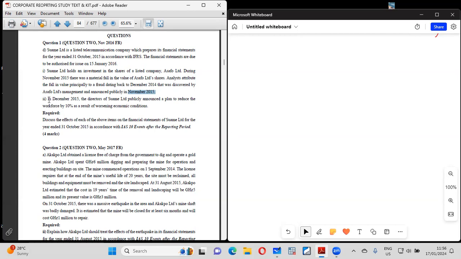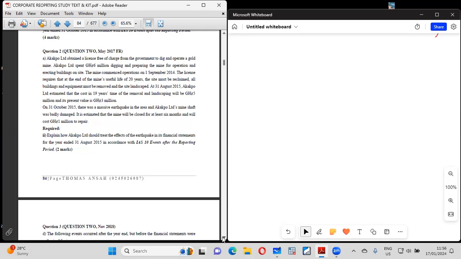The second one says that in December 2015, which is also an event after the reporting date, the directors of Swami publicly announced a plan to reduce their workforce. When did they do that? They did that after the reporting date. So it's a clear non-adjusting event. That is what you do. It's a very simple thing. You talk about this, you get your mark, you go.